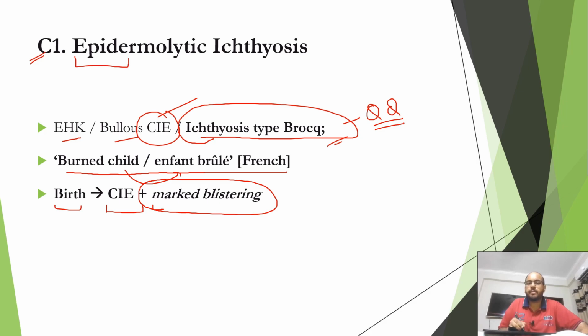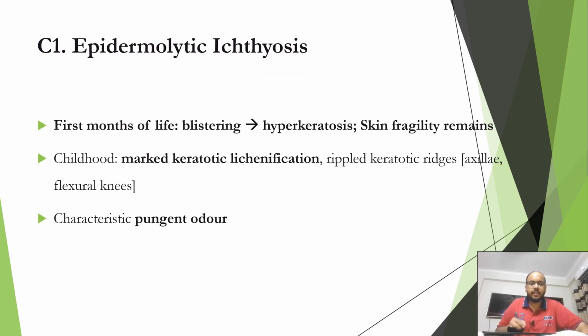Remember, epidermis is lytic, that means it is separating. And what happens when epidermis separates? It forms a blister. Let's move forward. In the first months of life, you have blistering, and eventually this blistering leads to hyperkeratosis, but the skin fragility remains.